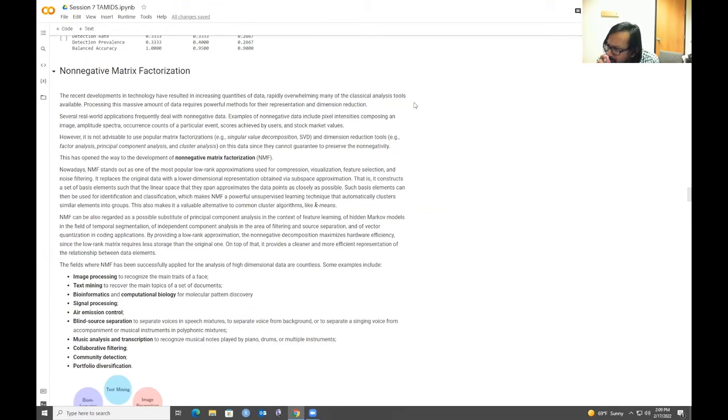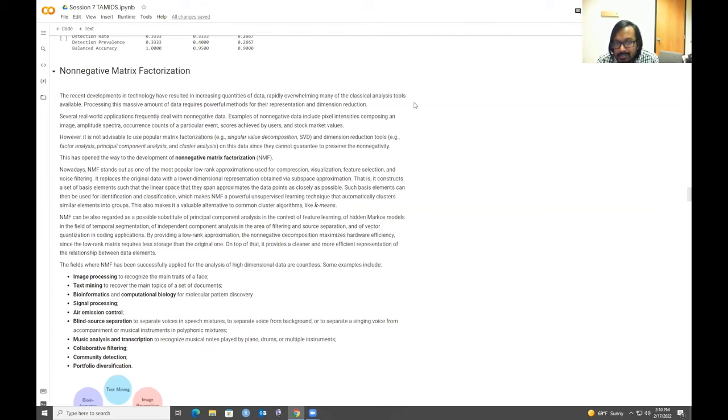One particular type of data is data points where the inputs are known or constrained to be non-negative. For example, pixel intensities in an image, or amplitude, or occurrence counts. All these numbers are non-negative. If you use the usual dimension reduction tools like factor analysis or principal component analysis, or cluster analysis, they cannot guarantee to preserve this non-negativity, and so they are not always advisable. This has led to a lot of research on factorization or dimension reduction of non-negative matrices.